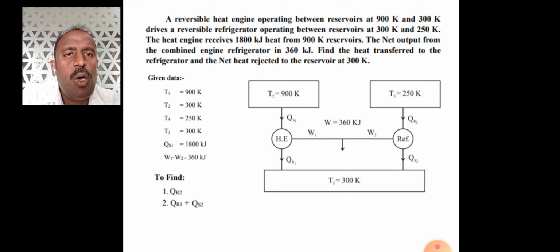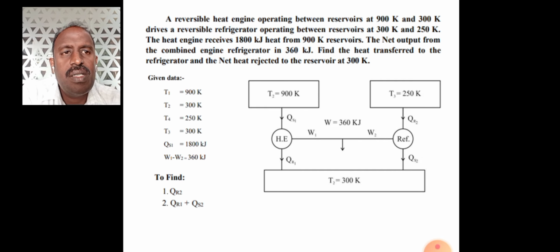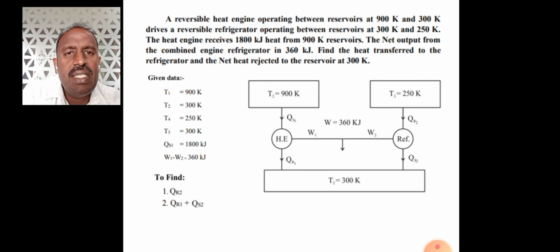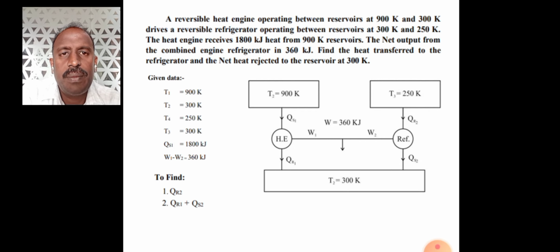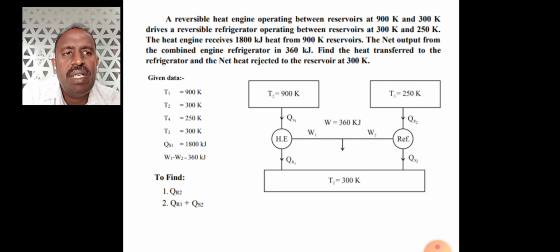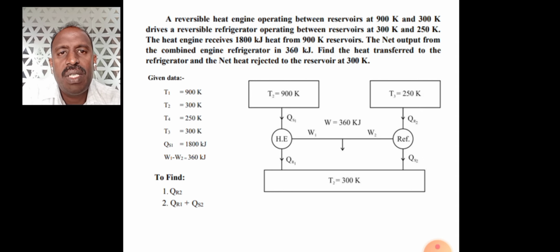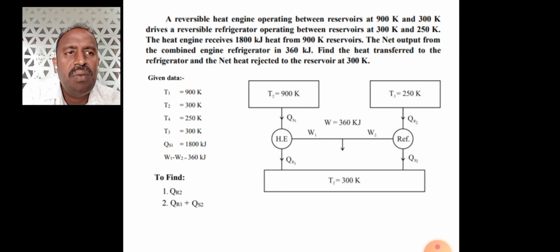The net output from the combined engine and refrigerator is 360 kilojoule. From the heat engine we are extracting work, and to the refrigerator we are supplying work. The extracted work from the heat engine is W1, and the supplied work to the refrigerator is W2. So the net output means W1 minus W2 equals 360 kilojoule.